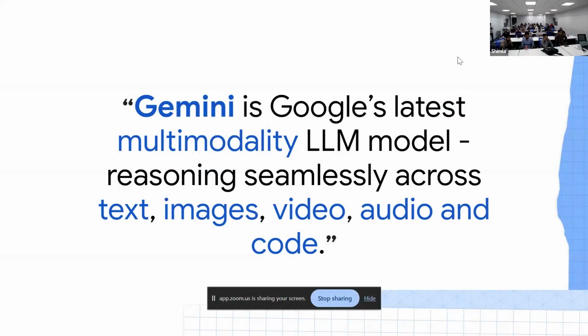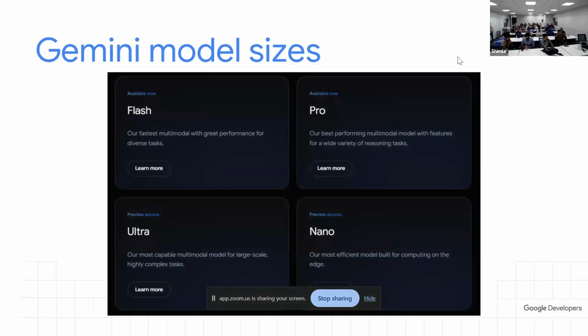With respect to Gemini, it is not open source; it is an enterprise-grade offering for exploring machine learning. And Gemini comes in multiple sizes. One is Flash, which was recently introduced, then we have Pro, Ultra, and Nano. How many of you got an opportunity to use Flash?